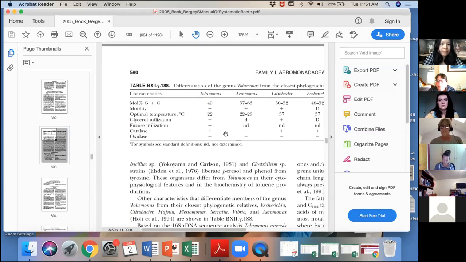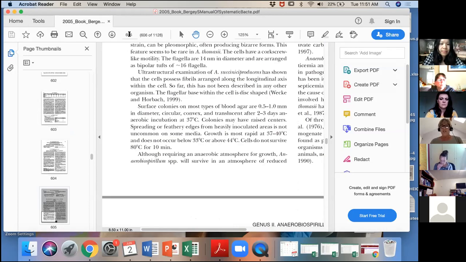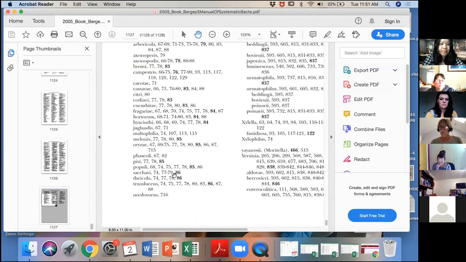Okay, so that's just what the Burgess looks like. But again, the page number you can type here, go to the index to try to find your organism, and go to the bolded one first. The bolded page number will take you to where most of the information is.